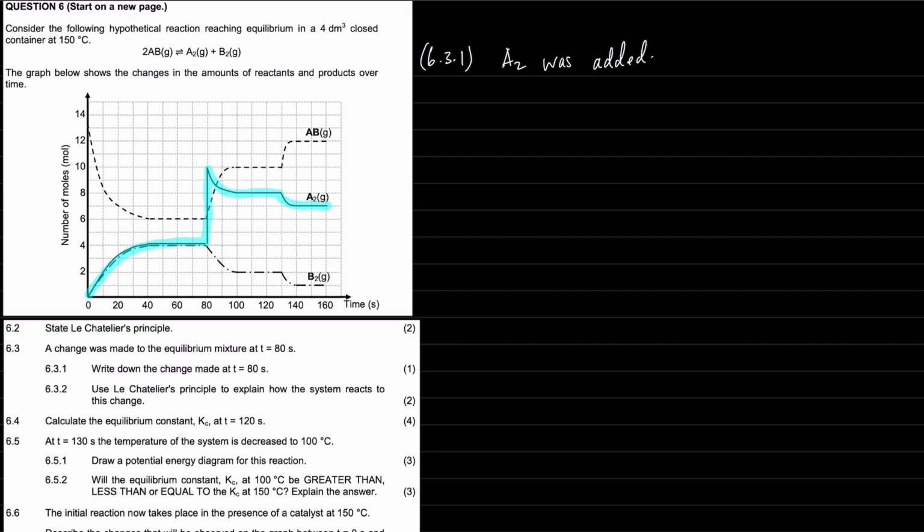Next question reads, explain or use Le Chatelier's principle to explain how the system reacts. So 6.3.2, if the amount of A2 increases, the system wants to decrease the amount of A2. The system does this by favoring the reverse reaction.